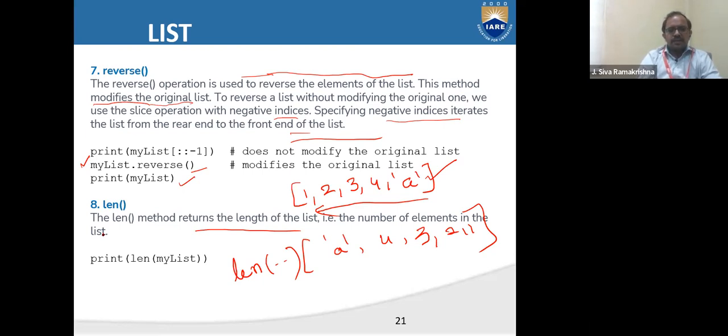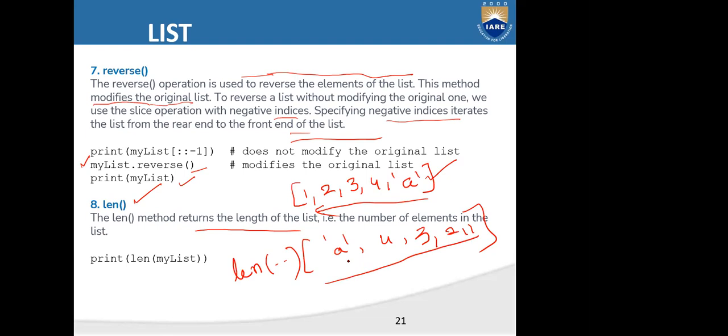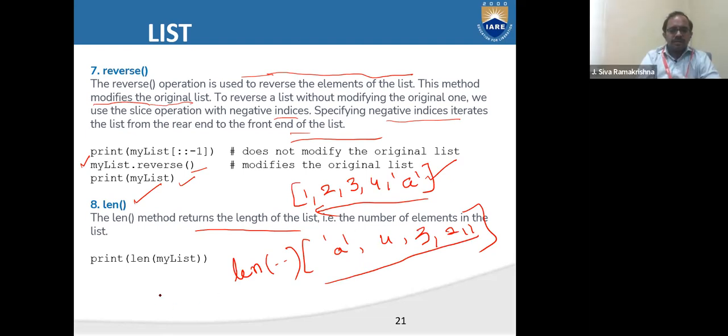And the next one is called length. What is length? I want to know the number of elements present in the list. Understand? So how many elements are there in this list? Can anybody tell me? 5. Yes, 5. That is 1, 2, 3, 4, 5. So the output will be 5. Okay, don't confuse it with the indexing. Indexing is always 0-based for the complete Python.